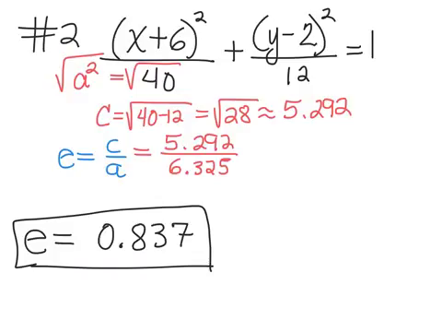First of all, you need to find c, and c is just the square root of 40 minus 12, which is 28. The square root of 28 is 5.2915. Then a squared is 40, so when you get the square root of that, that gives you 6.325. Then just divide those two numbers, and the eccentricity would be 0.837. That's it. So any questions about eccentricity? Okay, this is the first part.